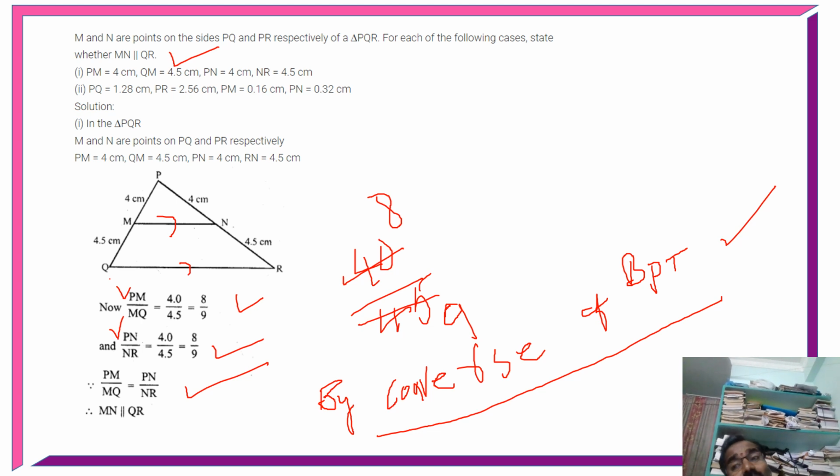If ratios are not equal, as in the previous problem, they are not parallel. Here they are equal, so by converse of BPT, parallel. Once again repeating, to prove parallel, converse of Thales theorem. If parallel is already given, Thales theorem. Let us go with the next slide, students.